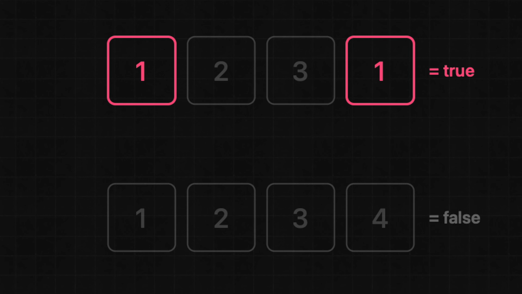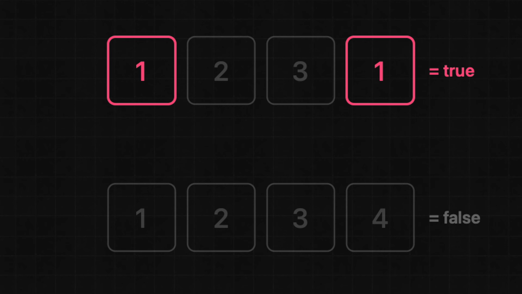So let's look at a deceptively simple question. We're given an array, and we just want to know, does it contain any duplicates? That's it. No sorting, no fancy math, no tricks. Just, is any value repeated? Seems harmless, right? But here's the fun part.